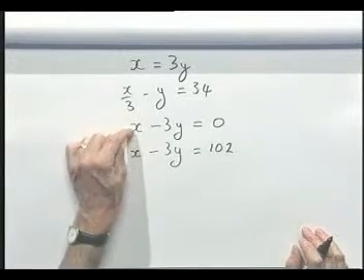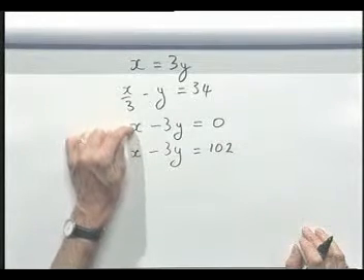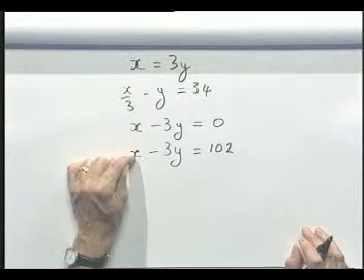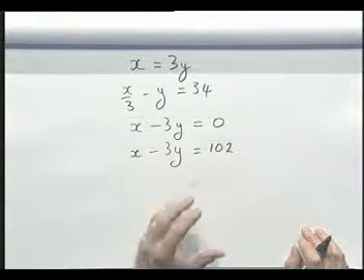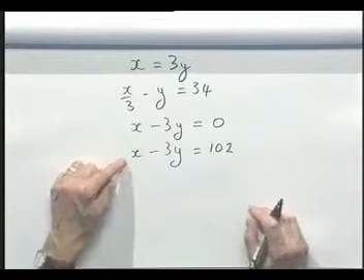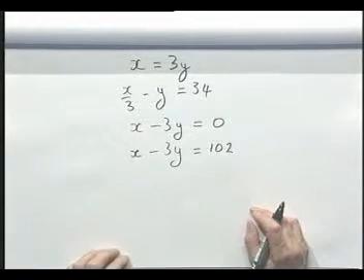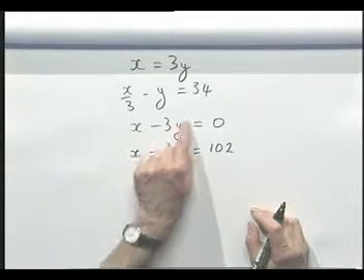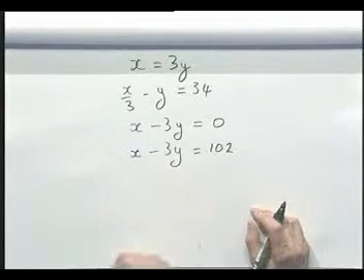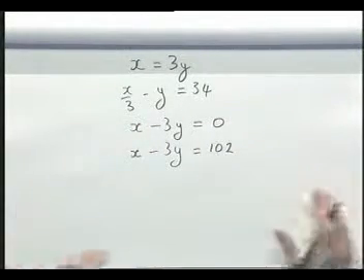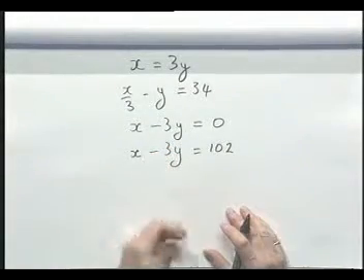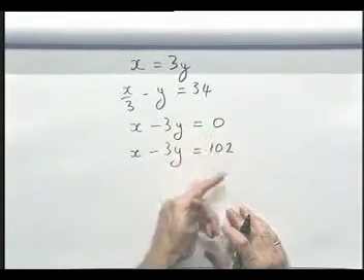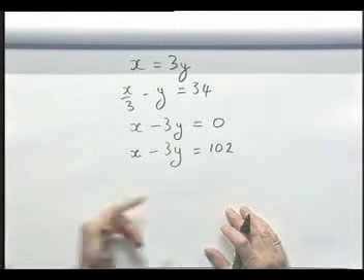Problem. These two bits here are exactly the same. But these two bits are different. What's going to happen? Well, clearly, if we subtract these two equations, one from the other, there won't be anything left at this side when we've done the subtraction. x from x, no x's. Minus 3y take away minus 3y, no y's left. And yet we're going to have 0 minus 102 equals minus 102 at this side.